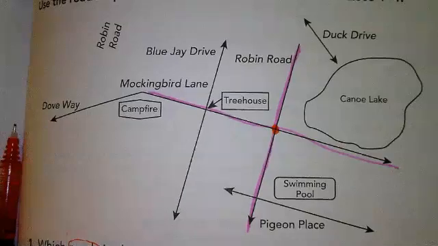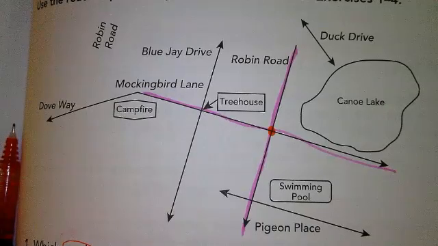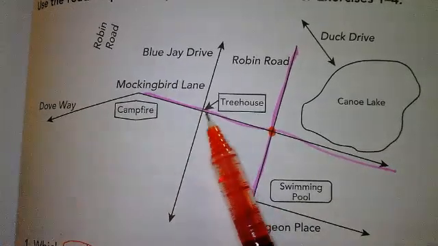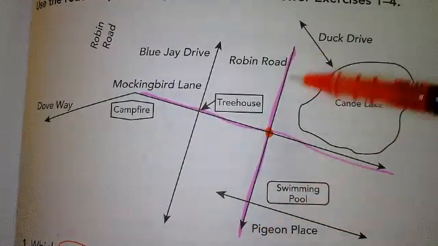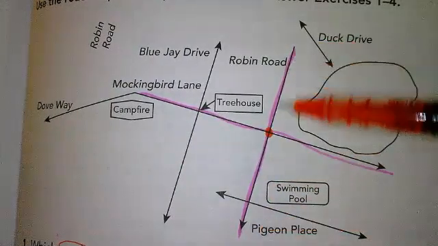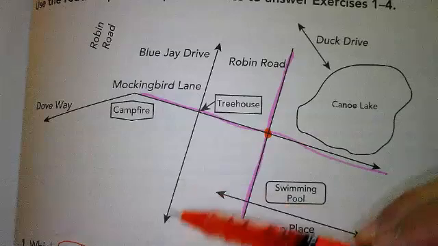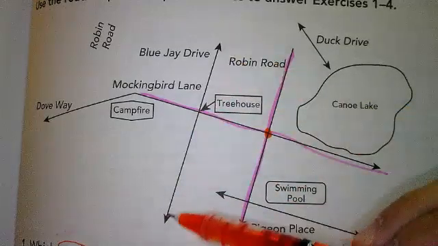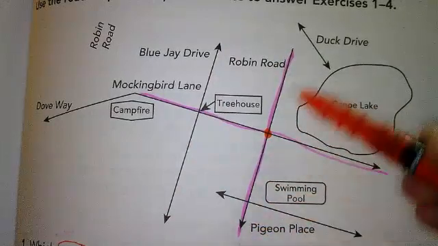Lily? Treehouse? Treehouse is a landmark, not a road. And it's right here. Remember, Robin Road is this one right here. Treehouse doesn't touch Robin Road at all, right? We want something that's perpendicular to Robin Road. Vincent? Blue Jay Drive? Blue Jay Drive is over here. Does Blue Jay Drive intersect with Robin Road? No, remember, Robin Road is this one, right here.